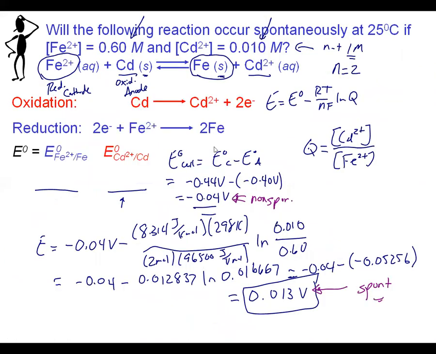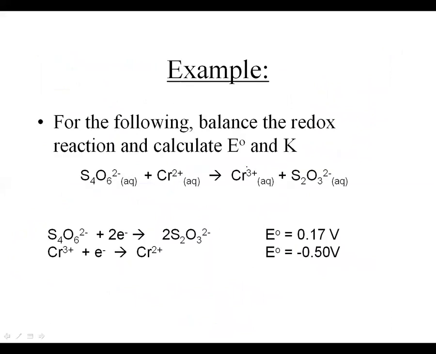So I think you got another one here. All right. So give this one a go for the following. Balance the redox reaction and calculate E of the cell and the equilibrium constant. When it says balance, just balance out the electrons and add them together. So take a moment or two and see what you come up with.